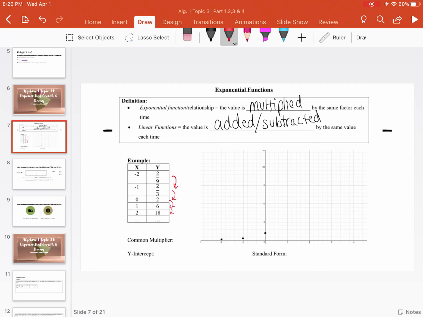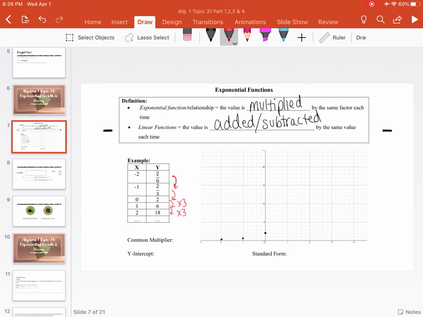So what do I multiply 6 by to get to 18? I multiply it by 3. What do I multiply 2 by to get to 6? I also multiply it by 3. So it's looking here that 3 is our common multiplier.